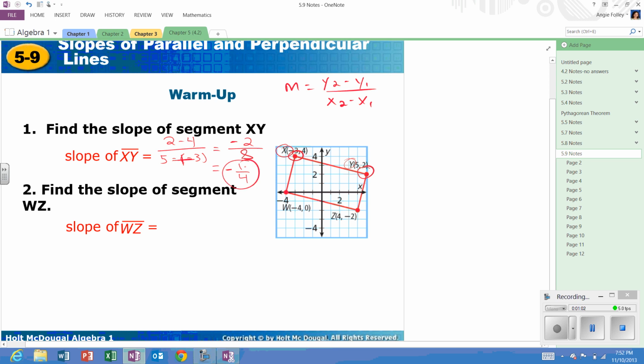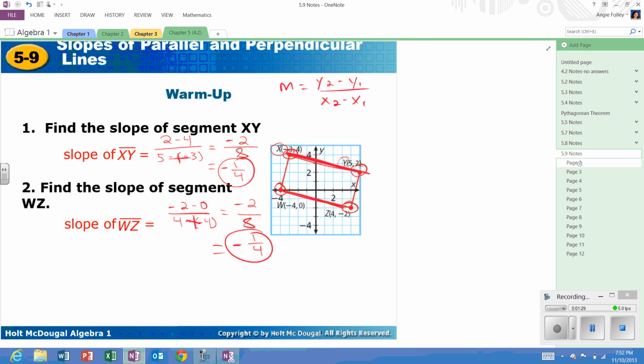Okay, so the slope of the next line, WZ. We're going to use Z as our second point, W as our first point. So we're going to do negative 2 minus 0 over 4 minus negative 4, which becomes a plus here. So we've got negative 2 over 8, which is equal to negative 1/4. If you notice, these two lines right here have the exact same slope. That's something to keep in mind for this lesson.